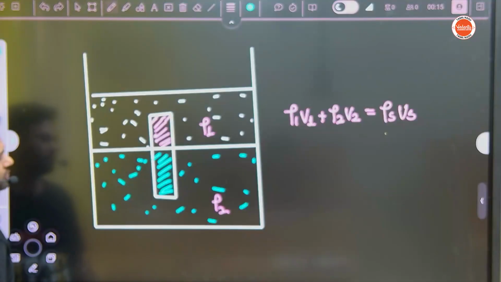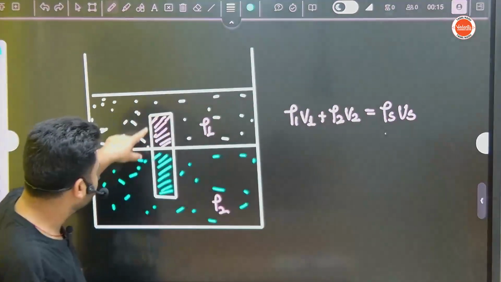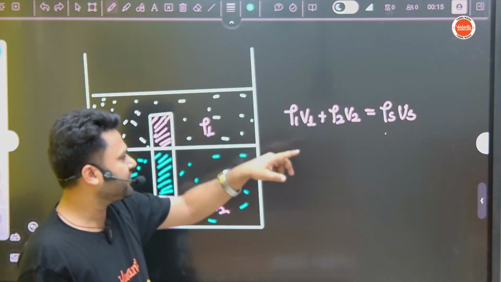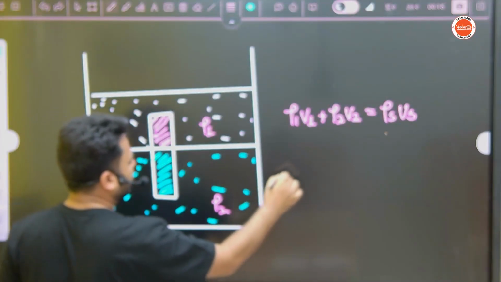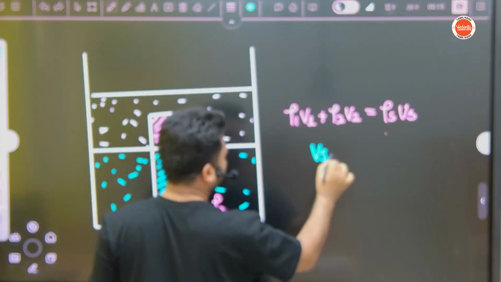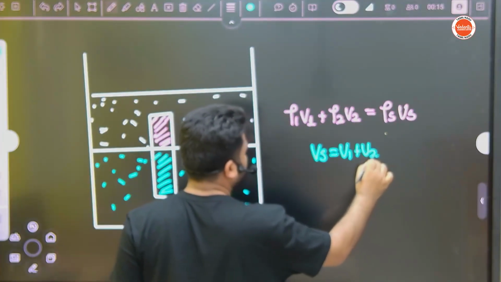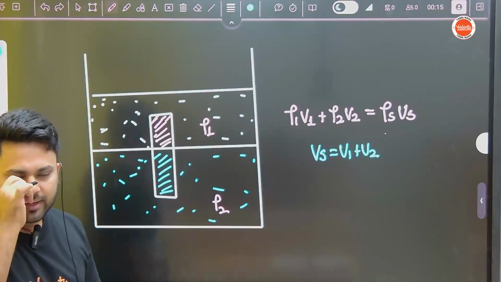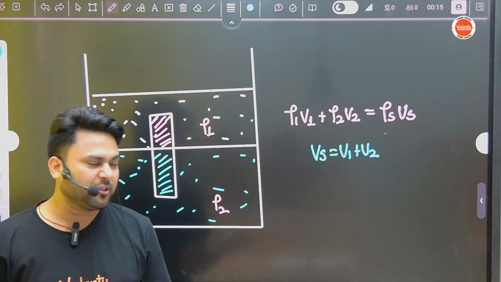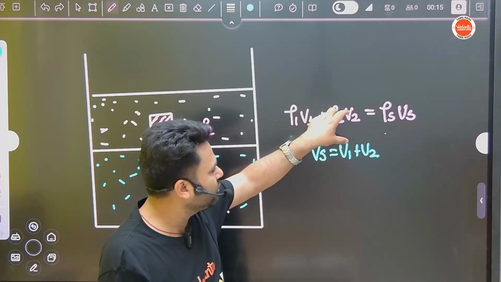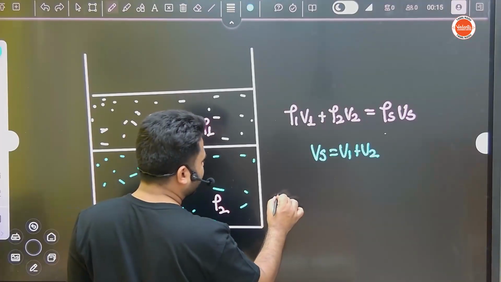Rho S means the density of the solid, and Vs is the complete volume. We can write Vs equals V1 plus V2. As we know, volume equals area into height. Everywhere I write area into height, and the area will cancel.